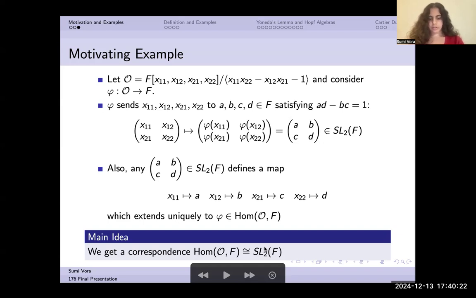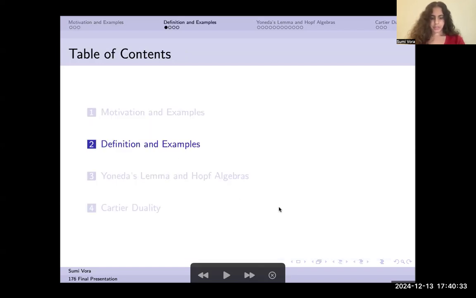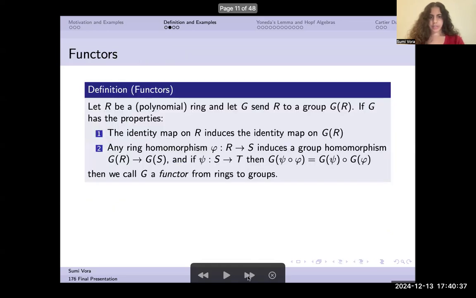And so the goal in this presentation is to give you a good answer of the first question, how do we do this? And then maybe it will start to answer the second question a little bit. Okay, so now I'll just define affine group schemes. But first, I'm going to have to construct something called functors.